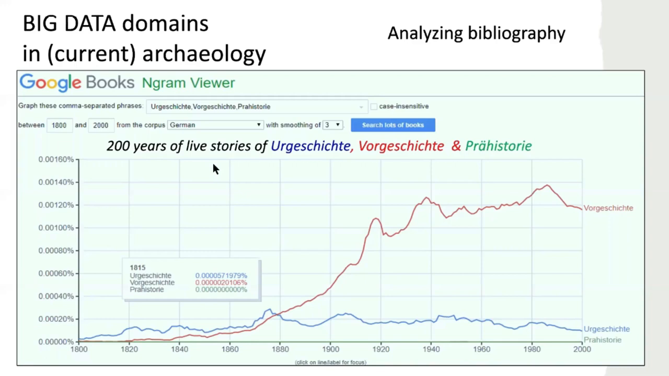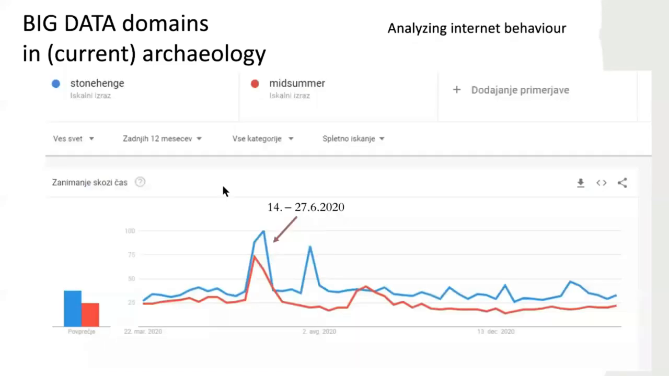This change started when archaeology or prehistory became less evolutionary and more historically oriented. And then the term Vorgeschichte gained momentum compared to Urgeschichte. It's something that would interest researchers of epistemology in archaeology, but with one very short analysis of n-grams, an invention of Google, we can get to this data and we can simply find a certain correlation. This one is interesting: the Google Trends analysis with big data.